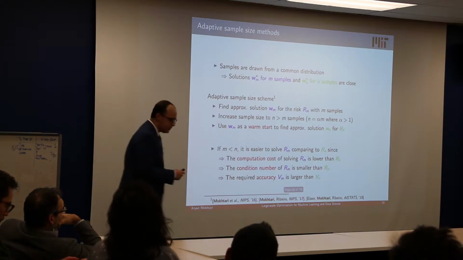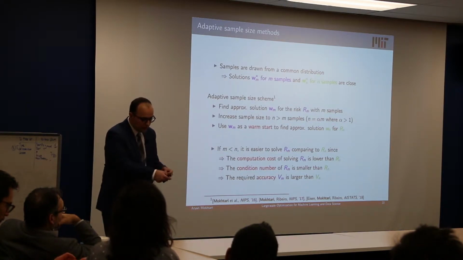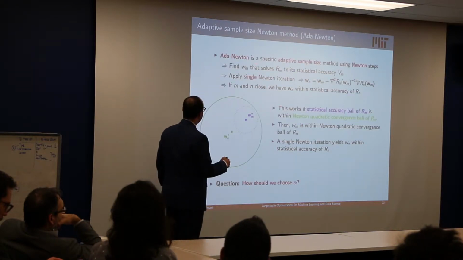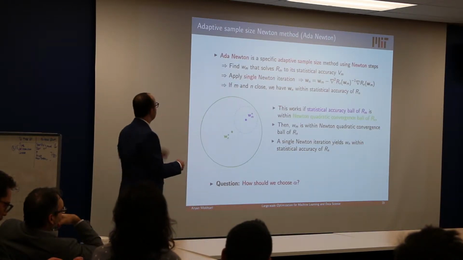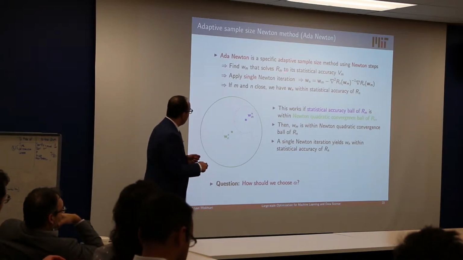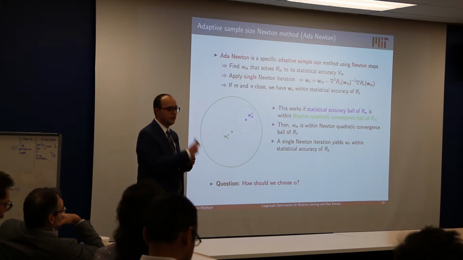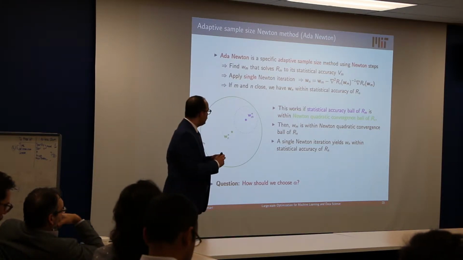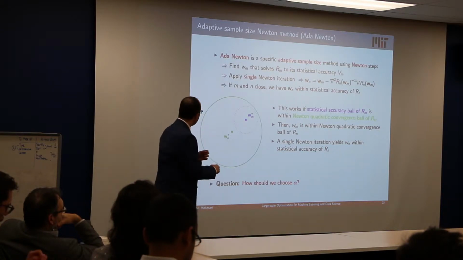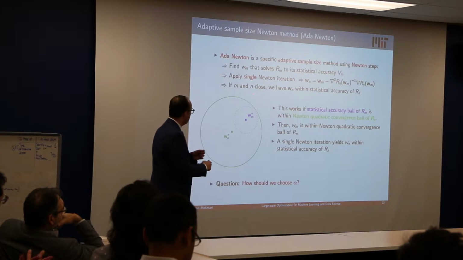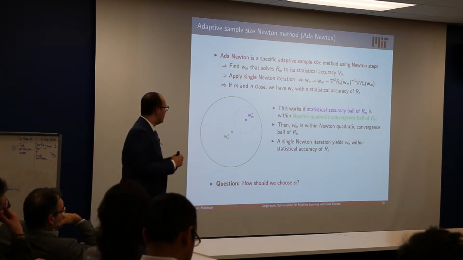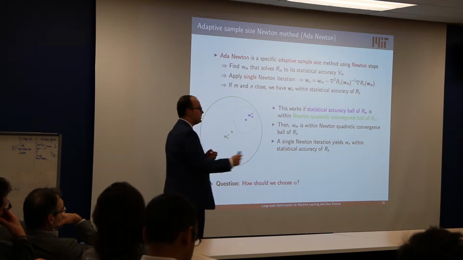Okay, so then the question is, if I solve one of the problems, how should I update my iterate to solve the next problem? So we propose this algorithm called Ada Newton, which is a combination of adaptive sample size methods and Newton's algorithm. The idea is very simple. You solve the first problem up to its statistical accuracy, and after that, you just increase the size of the training set and perform a single iteration of Newton's method. If the sizes of the training sets for the smaller problem and the larger problem are close to each other, with a single iteration of Newton's method, you can solve the larger problem up to the statistical accuracy.